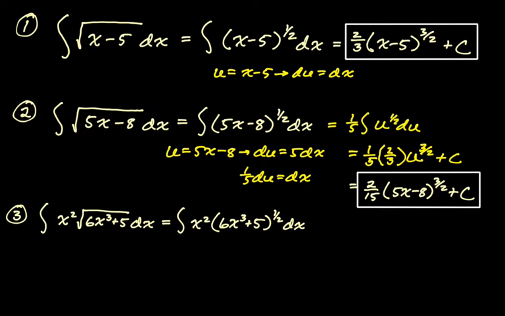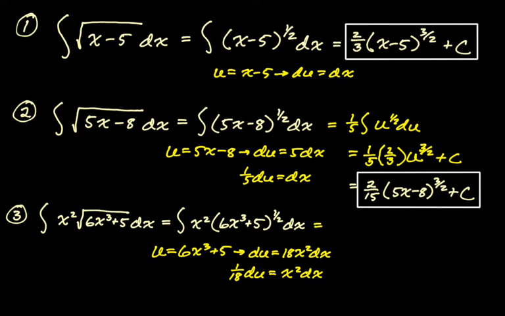So the u is going to be 6x cubed plus 5, which means du is going to be 18x squared dx. Now, I already have an x squared and a dx in the problem, and so I want to say that 1 over 18 du is x squared dx, and we will replace x squared dx with 1 over 18 du. So this is going to be our 1 over 18 du. I'm going to pull out the 1 over 18. Integral of u to the 1/2 du.